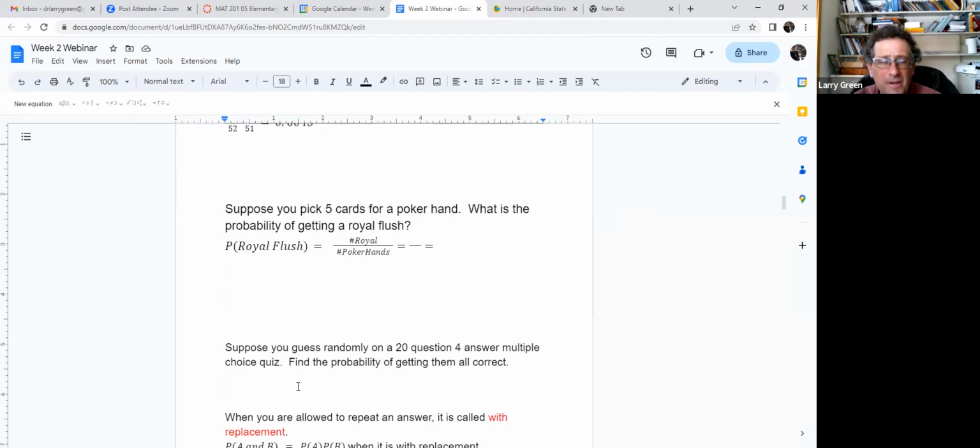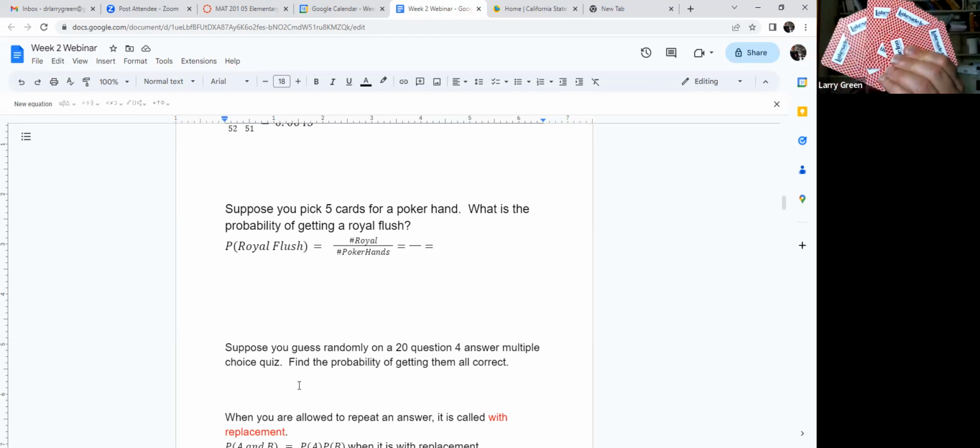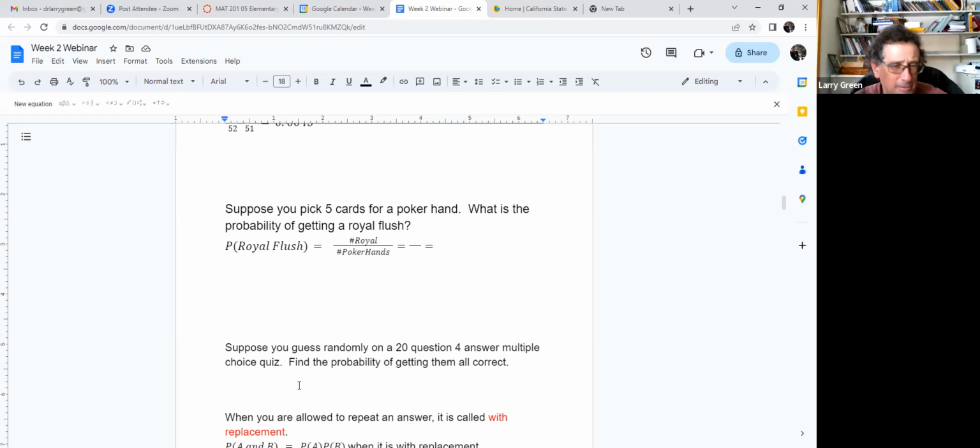Okay, so now let's suppose you pick 5 cards. So now I'm going to pick 5 cards. So mix the deck up. Pick 5 cards. And we want to find out what is the probability that you'll get a royal flush.